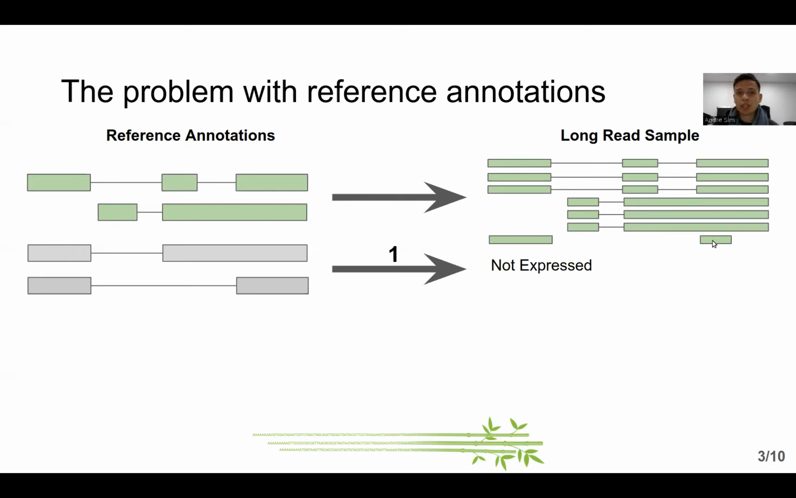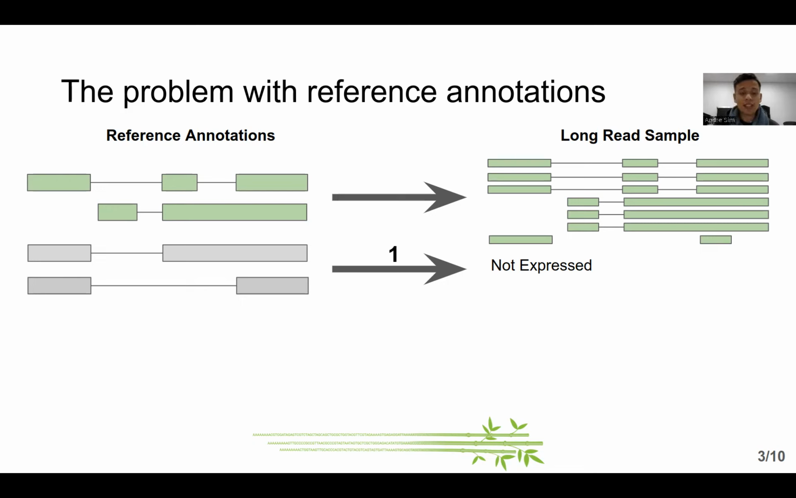And this brings us to one of the key problems with reference annotations, that they usually represent an atlas of an entire species. So every isoform that species can produce. But often our samples are much more limited. They may be at a specific time point, a specific tissue. And so often most transcripts are not actually expressed.